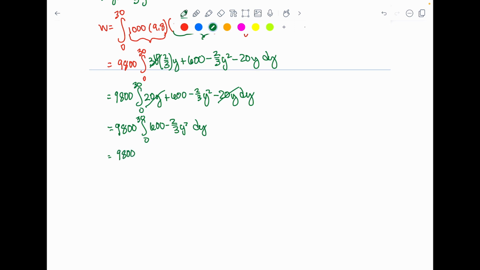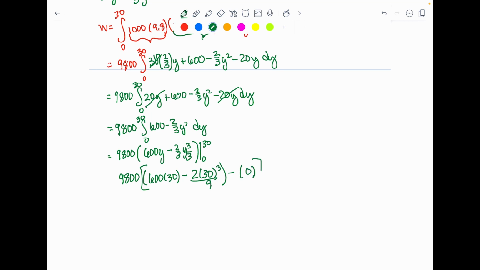So we get 9,800. And then I'm going to find the antiderivative and evaluate. Well, I get 600y minus 2/3 y cubed divided by 3. And I'm going to evaluate from 0 to 30. 9,800 times, so I'm going to plug in 30, and I get 600 times 30 minus 2 times 30 cubed over 9. And then I'm going to subtract. Well, when I evaluate at y equals 0, I just get 0.